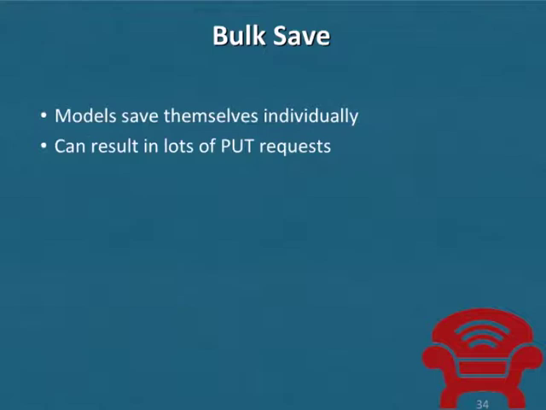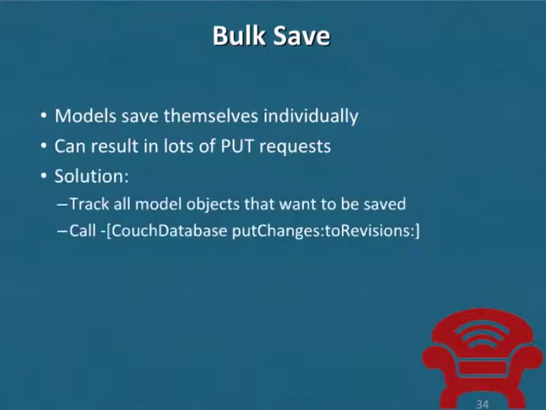You probably won't notice problems with it unless you start getting into really large numbers of changes, but eventually you will. So a better approach would be to have something, probably at the database level, that would keep track of all of the model objects that are currently marked as having been modified and want to be saved. And then that thing would grab all of the saved data together and call this already existing method on Couch database called put changes to revisions, which in turn ends up calling this REST API called bulk save, which will write all of the changes to all of the documents in one call. And this is much more efficient if you have a large number of documents.